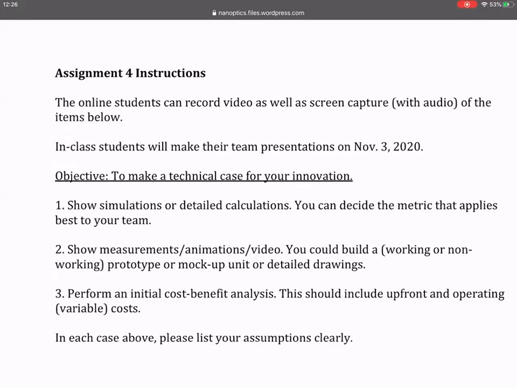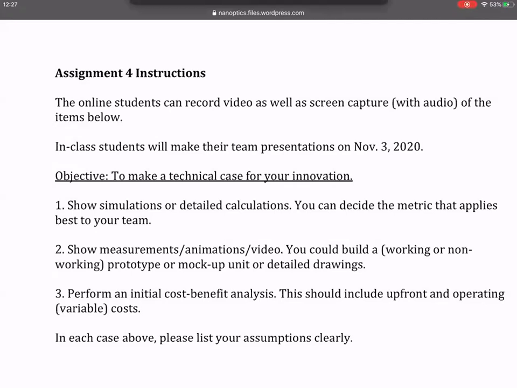And of course, ideally show some animations, simulations. If you actually make something, working or non-working prototype, video, pictures, mock-ups, detailed drawings, anything that can give credibility to your idea.